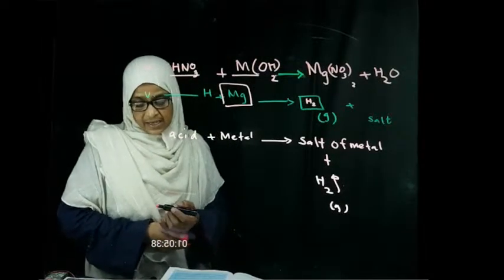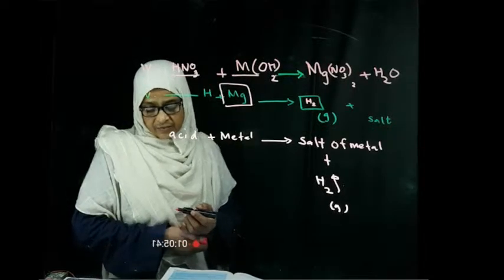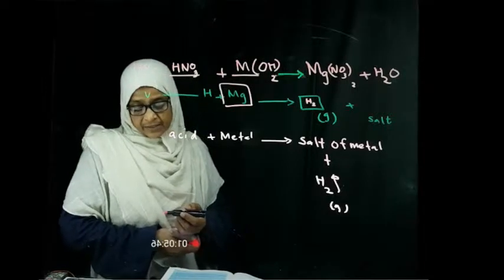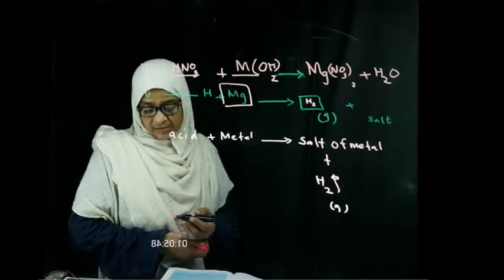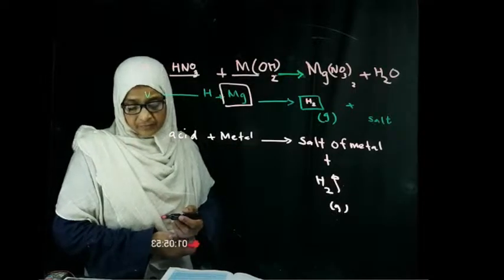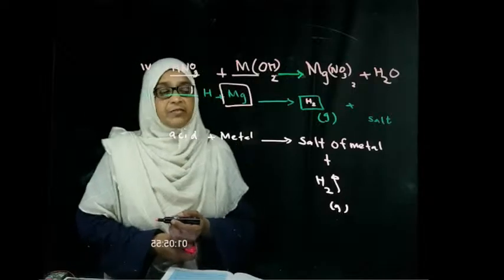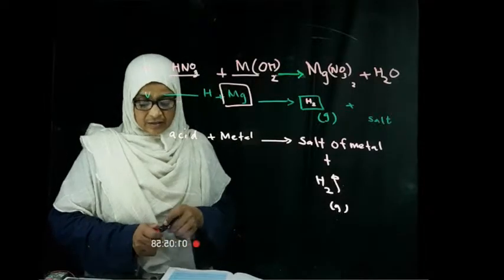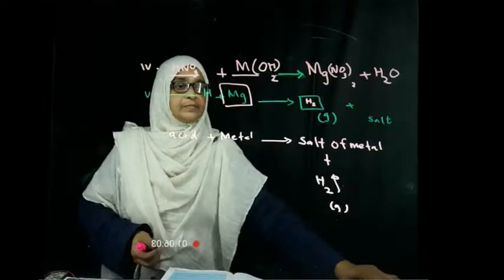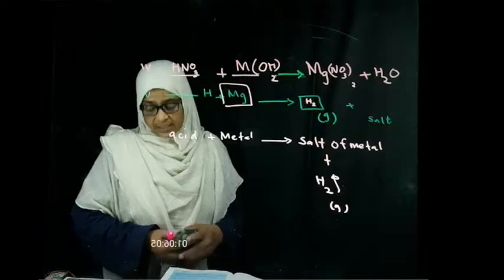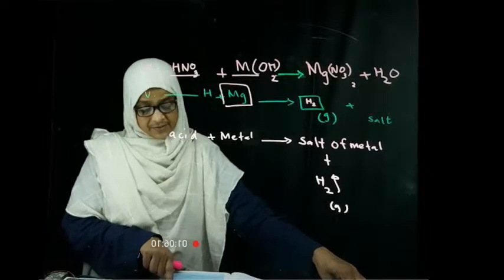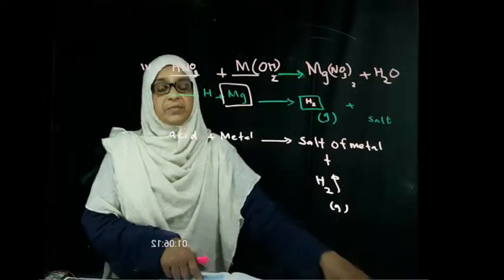Yeah, acids react with magnesium, liberating hydrogen gas and forming salt of the metal. Okay. Let's go to the second question. You are provided with 3 unlabeled solutions of sodium hydroxide.